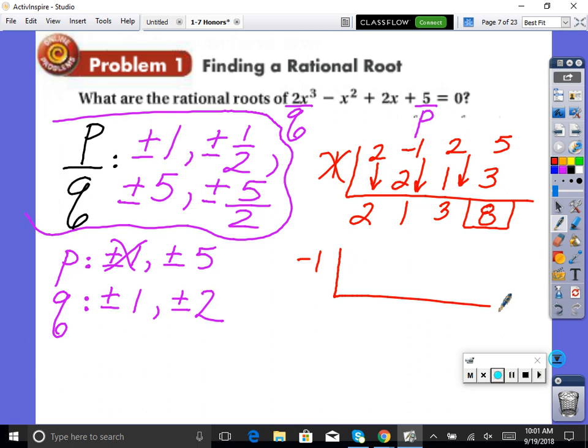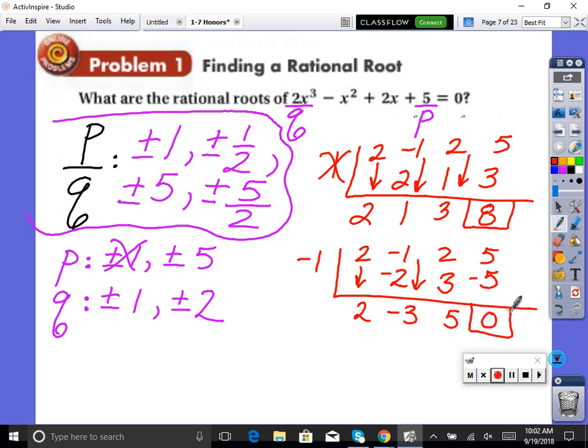Let's try negative 1. Here we go. 2, negative 1, 2, 5. Drop straight down. 2 times negative 1, negative 2. Add straight down, we get negative 3. Negative 3 times negative 1 is 3. Add straight down, we get 5. 5 times negative 1 is negative 5. Add straight down, we get 0. So now find a special place to put your final answer. So I'm going to put my final answer in this box. We just found that x equals negative 1 is one of our rational roots.